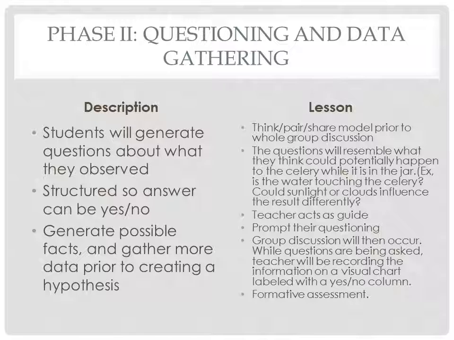Students will first think about what they viewed. They will then pair with a partner and try to develop possible questions. A group discussion will then occur, allowing students to process what potentially could occur. As questions are being asked and a discussion of possible events is occurring, teacher will be recording the information on a visual chart labeled with a yes column and a no column. This process will create critical thinking experiences.